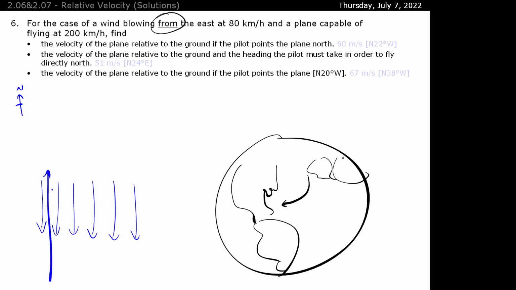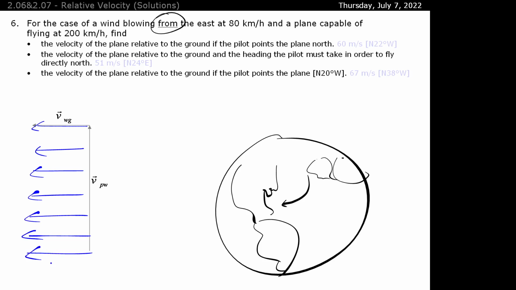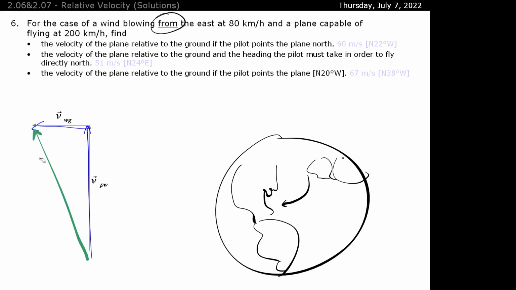What's going to happen? Do I have a sketch for this? East. I mean, I drew it wrong. Oopsie daisy. I'm sorry, I wasn't reading carefully. It was from the east. That means blowing towards the west. So there you go. The wind is blowing towards the west. I apologize for that. So the wind is blowing towards the west, and the plane flies towards the north. We know that at the end, our resultant vector would look like that. And that's how we draw the sketch out.